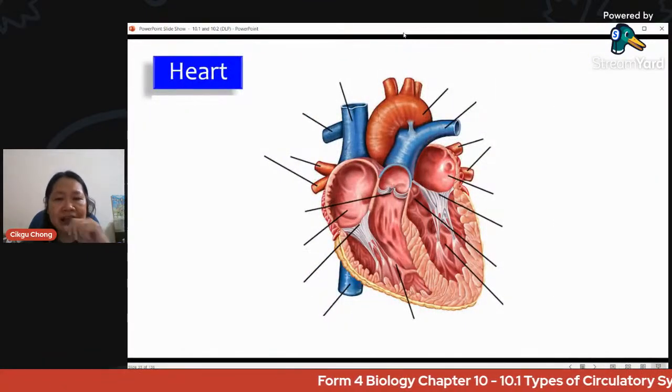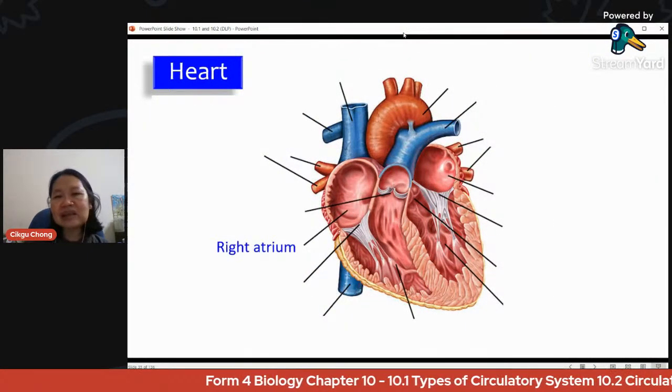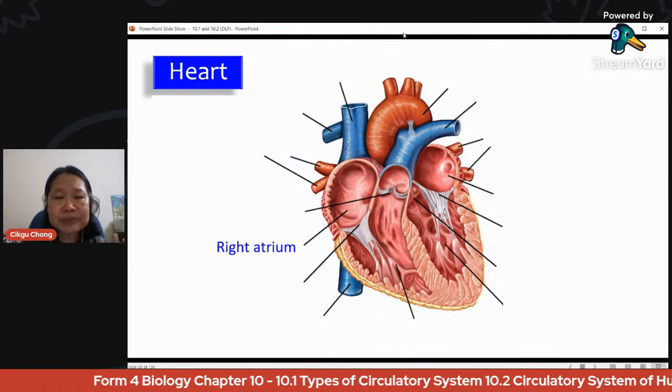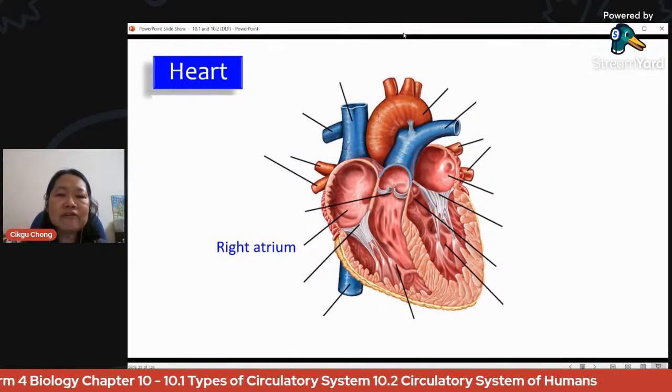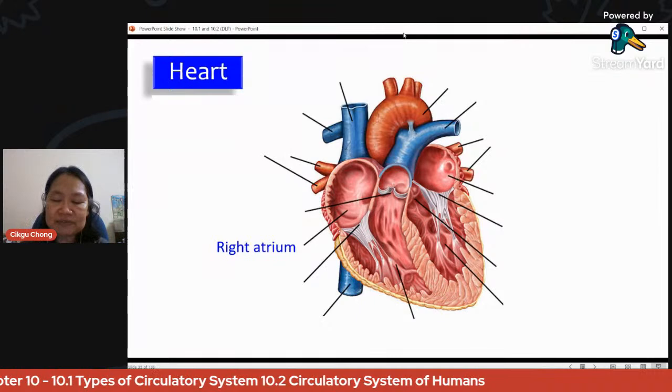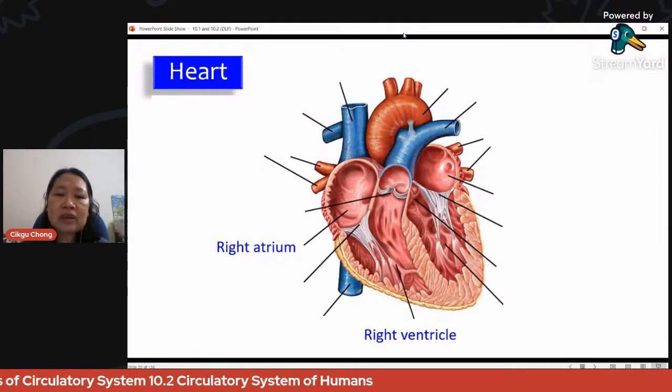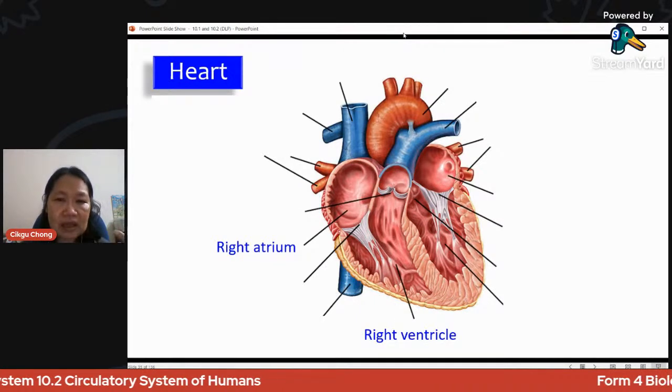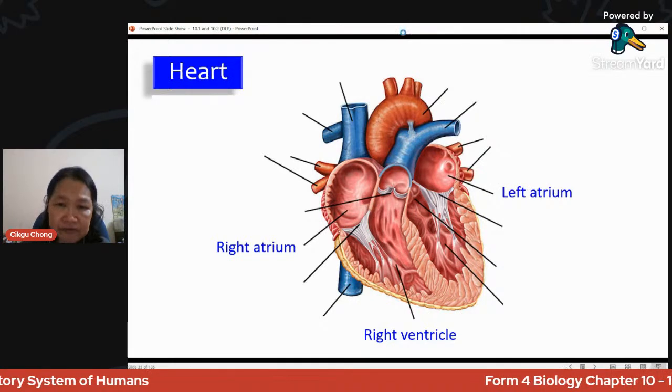Right. Okay, now the labeling. Don't get confused. Very simple. Just label the 4 chambers first. Right atrium, right ventricle. Left atrium, left ventricle.